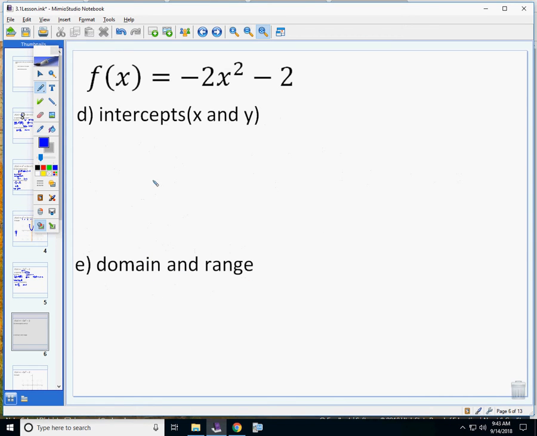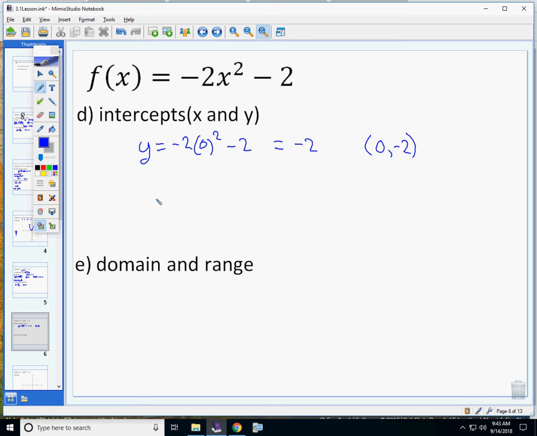Now to find the x and y intercepts. Remember, the y-intercept is the easiest to find. That's where we plug in 0 for the x's. Well, we just did that and we got an answer of negative 2. So our y-intercept is 0, negative 2.